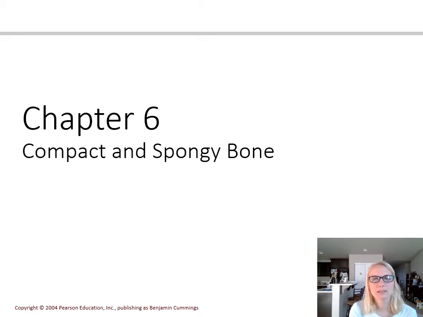This little mini lesson is going to take a look at the details of compact and spongy bone anatomy. We will see this also in our lab discussions. They go hand in hand with what you're learning in lab. So let's just jump right in with the anatomy of compact bone.